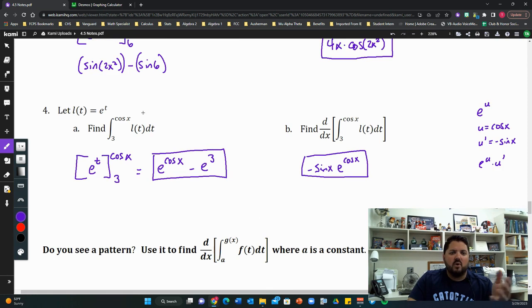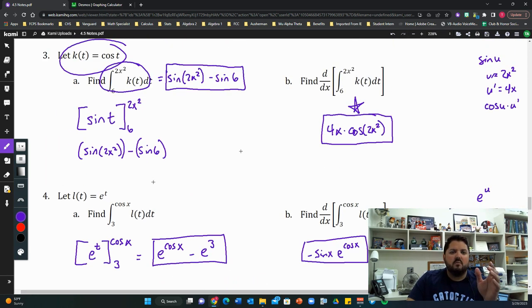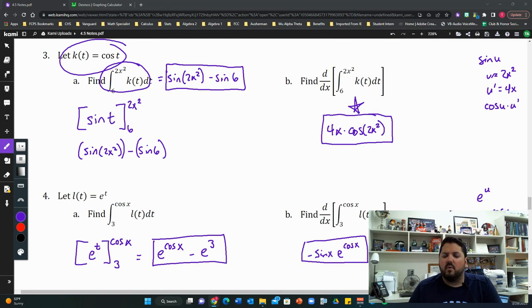So what you guys hopefully noticed or figured out here is that when that upper bound is not just x, but some other kind of function of x, this will actually require us to use the chain rule. Both of these examples, where we had some function of x or some kind of u in that upper bound spot, both required us, when we went to take the derivative, to use the chain rule. We had to come up with our u stuff. So what does that mean?